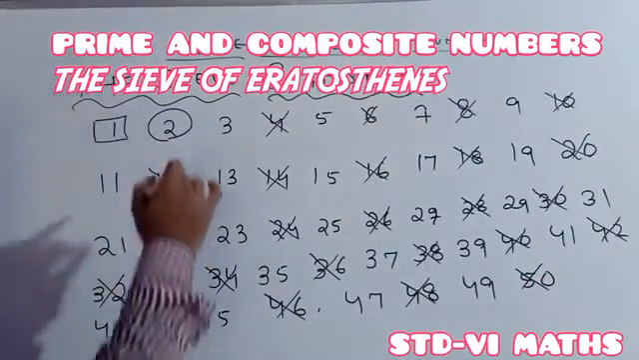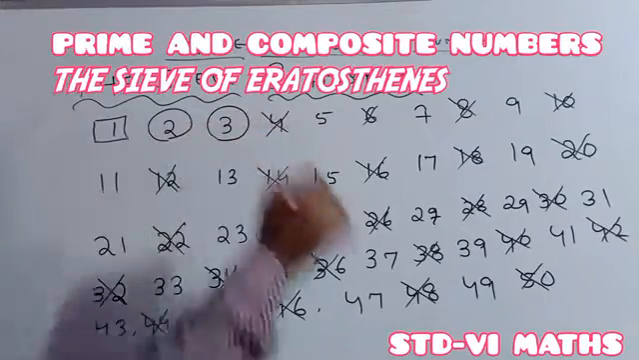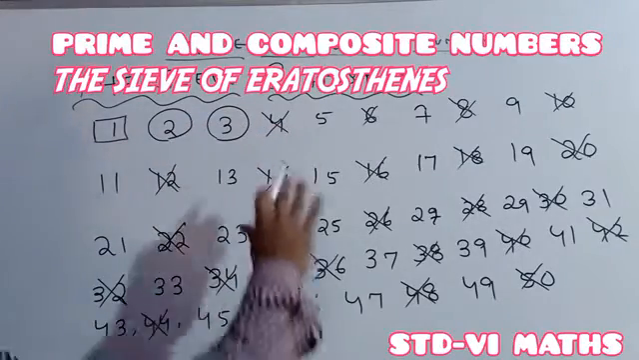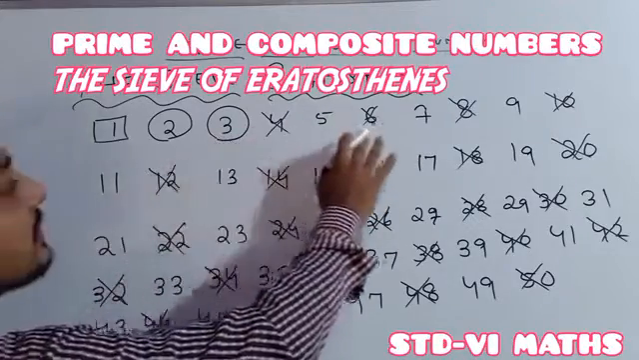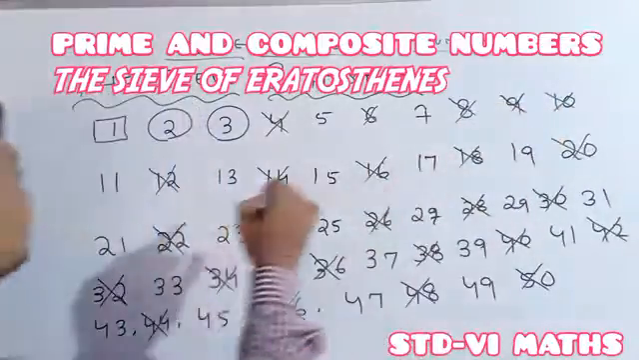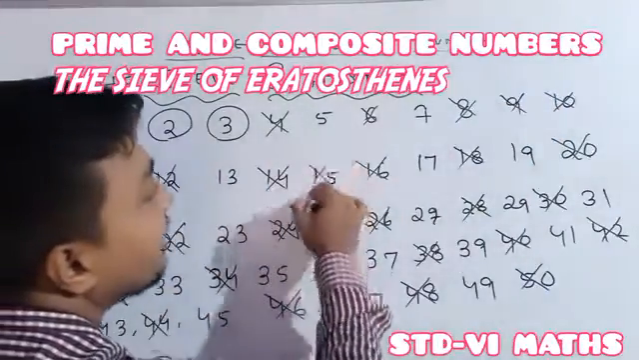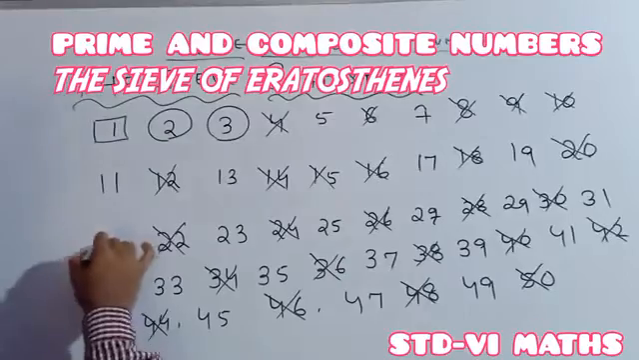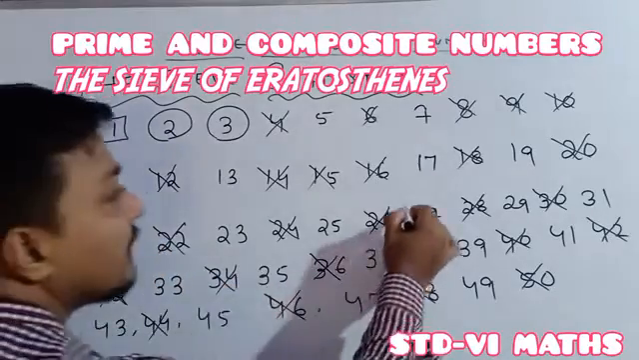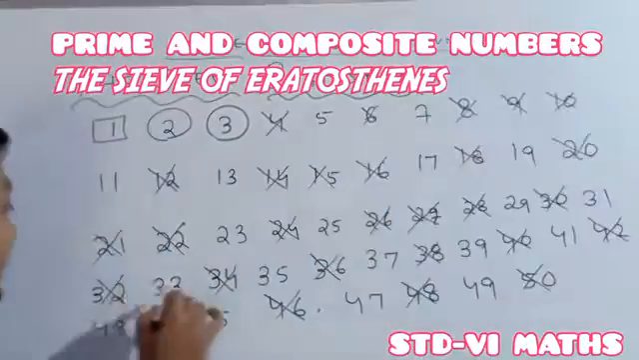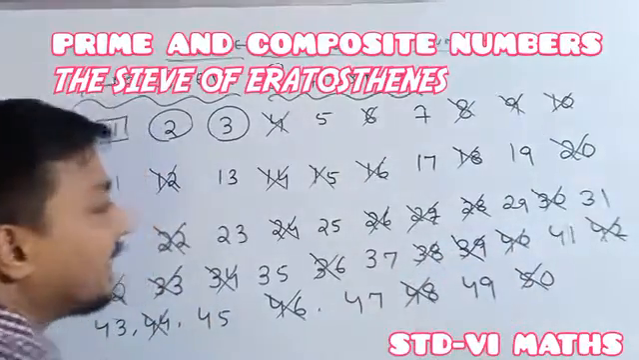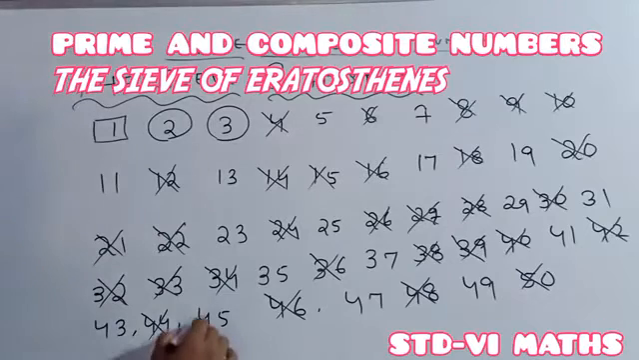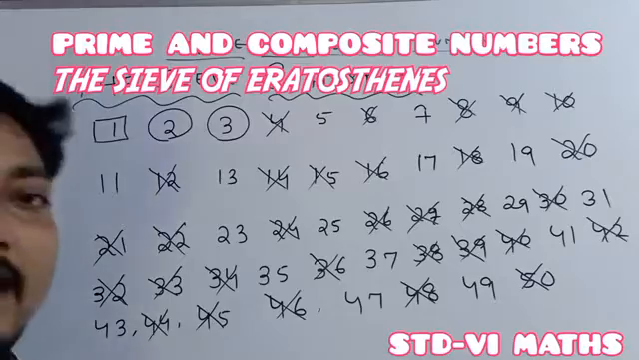See, then after, come to 3. Then we have to cancel the multiples of 3. Numbers already crossed, no need to cross again. 3, its multiples 6, then 9, 12, 15, 18, 21, then 27, 30, then 33, then 39, 3 into 13, then 45. So all the multiples of 3 I have cancelled.